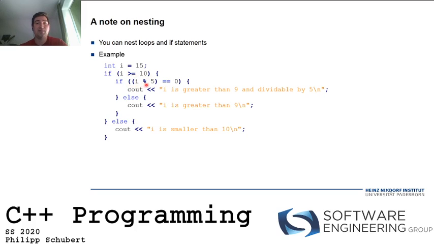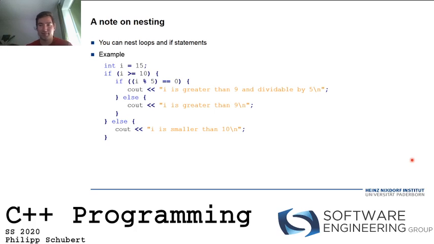Is the remainder of a division of 15 by 5 equal to 0? Yes, it is, because 15 divided by 5 is 3, and the remainder is 0. So we would enter this compound statement that is associated with that second if, and we would execute this statement here, which prints this nice message to the command line. Otherwise, if the inner if fails, then we would execute this one here, and if the outermost condition fails, or evaluates to false, I should rather say, then this piece of code would be executed.